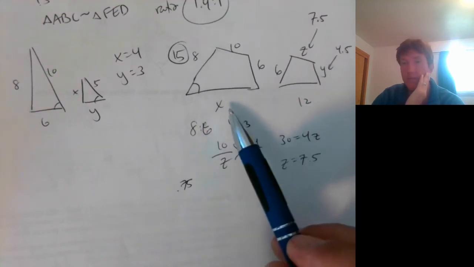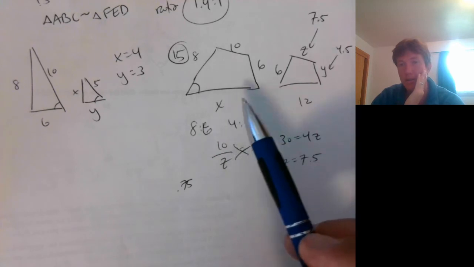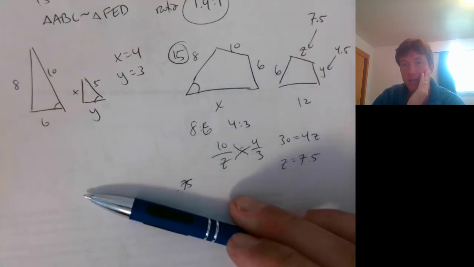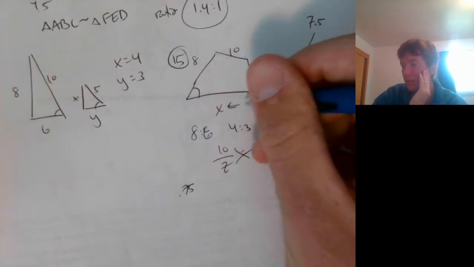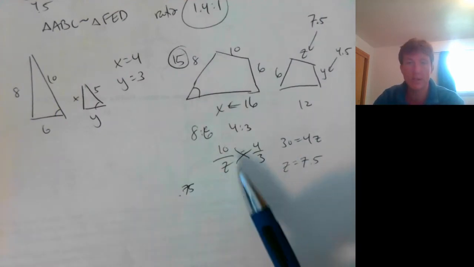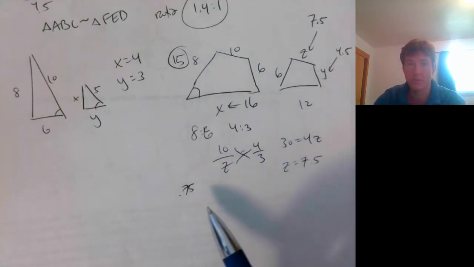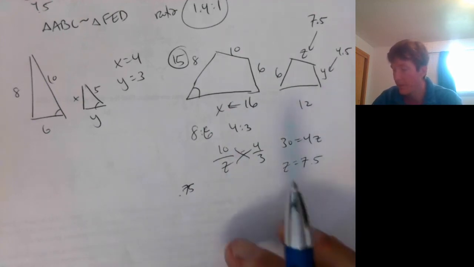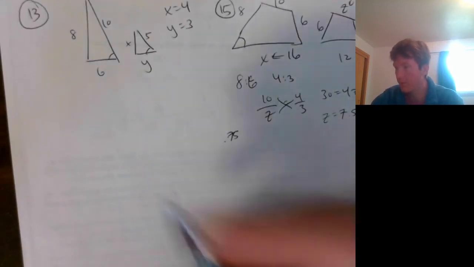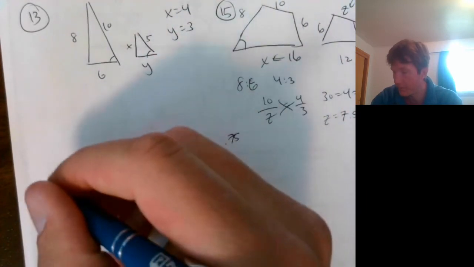And then 12 is 0.75 of x. So I can do 12 divided by 0.75, and that would give me 16. Okay, so we can do the ratios here and cross multiply, or you can just work it with some multiplication and division. Let's move on.